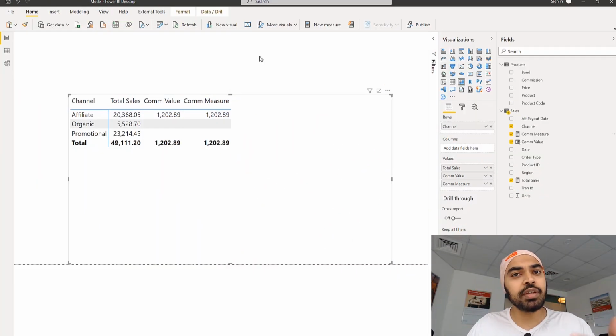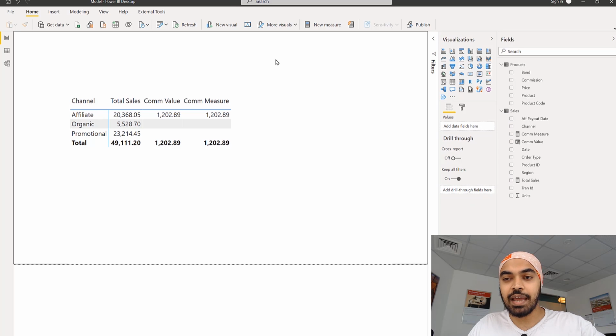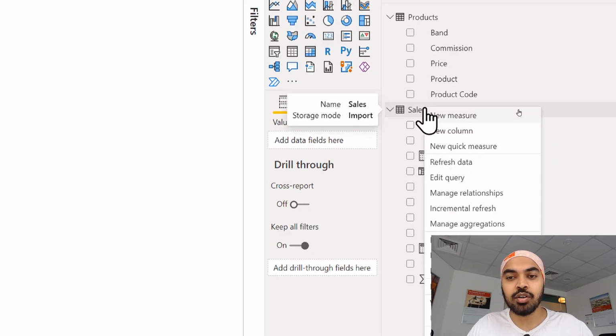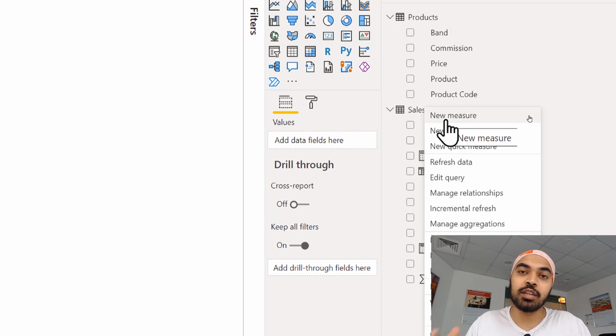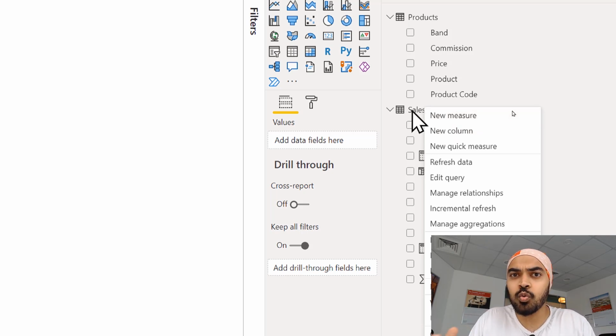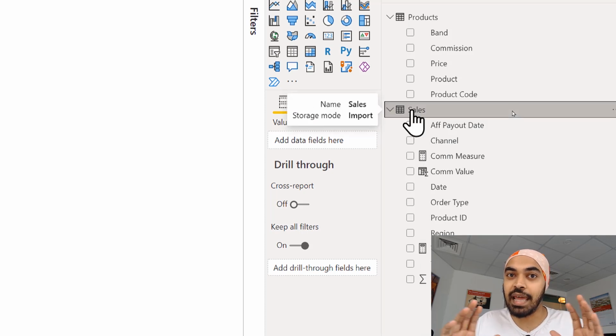Let me bring you to another subsequent concept. When I was creating a measure, I went to the sales table, right-clicked on the sales table, and said new measure. When you right-click on the table and create a measure, people tend to believe that this measure is going to work nearly the same way as a column would. They somehow believe that the sales table has got something to do with the measure that I am creating, which is absolutely a myth. The sales table has got nothing to do with the measure that you're creating.